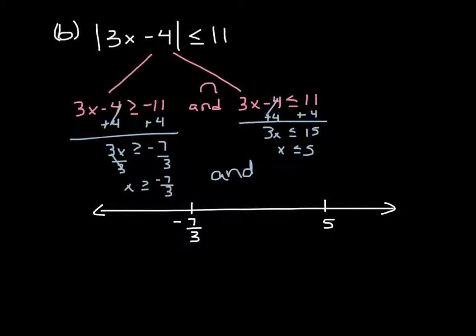So greater than or equal to negative 7/3 is a bracket. I'm going to be shading towards the right. Less than or equal to 5 is a bracket shading towards the left, so they would intersect in between them. So then my solution set will be negative 7/3 to 5.